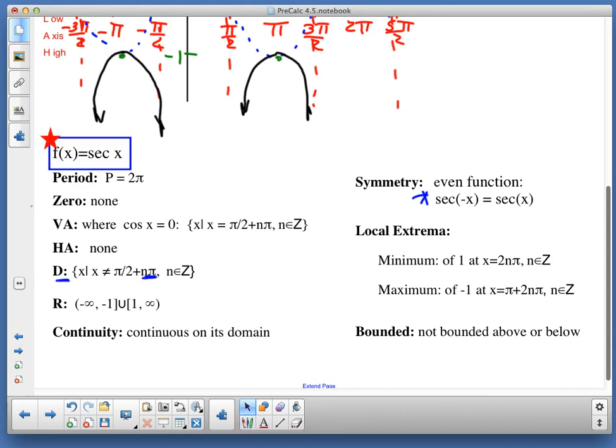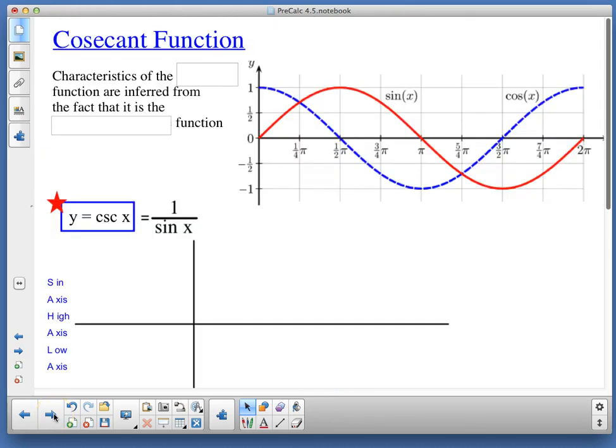Now, with that information going, we've got secant graphed. Let's talk about what happens with cosecant. You're going to do exactly the same thing. Everything is pretended like you're going to graph sine. Okay? So we're going to pretend like we're going to go graph sine and get after that.